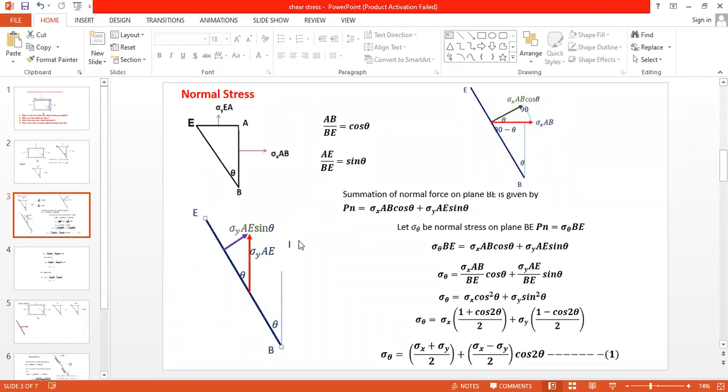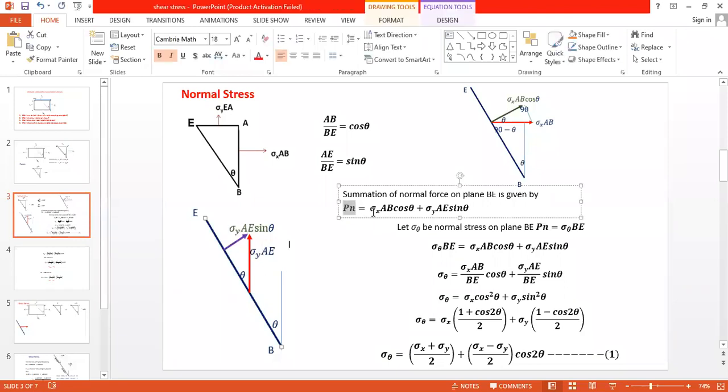Next one, this is the normal component because of the sigma y, sigma y AE sin theta, because of this sigma y AE. I think I have covered this one. Now the resultant normal force on EB is the summation of these forces. This is the normal force Pn. It is equal to sigma x AB cos theta plus sigma y AE sin theta. Have you got it?